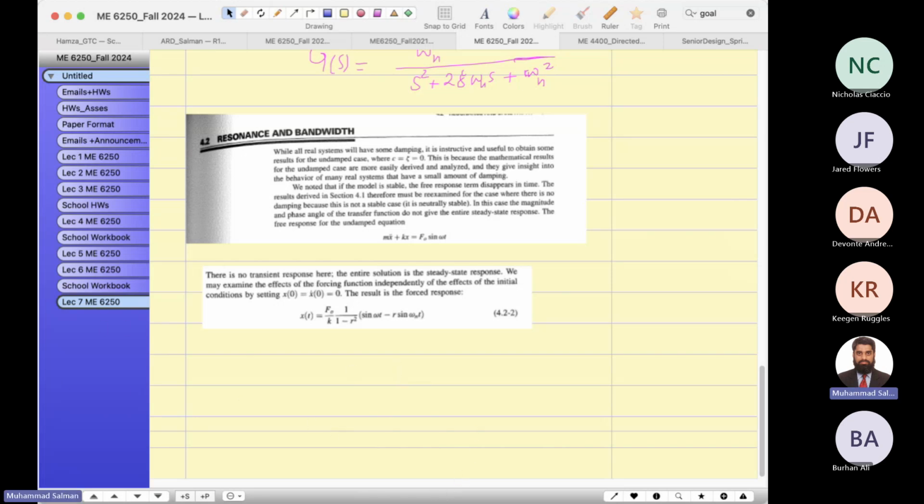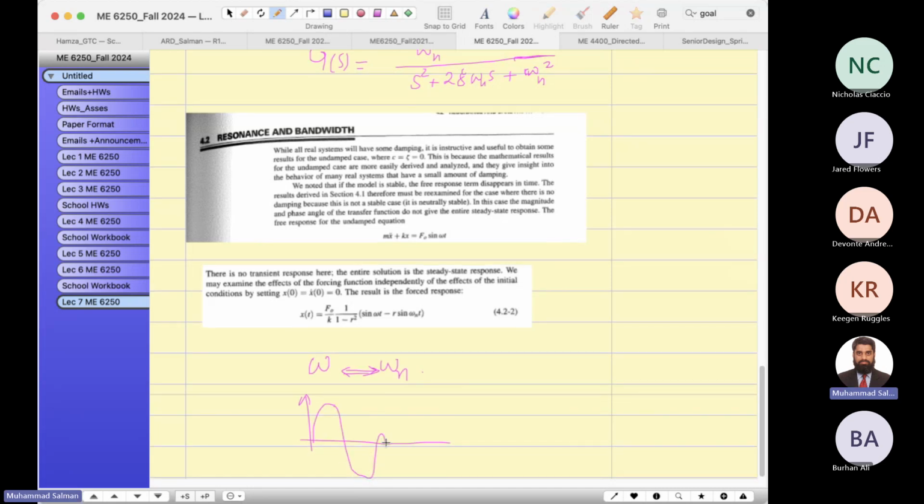This is equation 4.2-2. And what is beating? Let me show you the concept of beating. If the forcing frequency is very close to omega n, they are not that far apart, then the system behaves like constructive interference, and then destructive, and then constructive interference, then destructive.